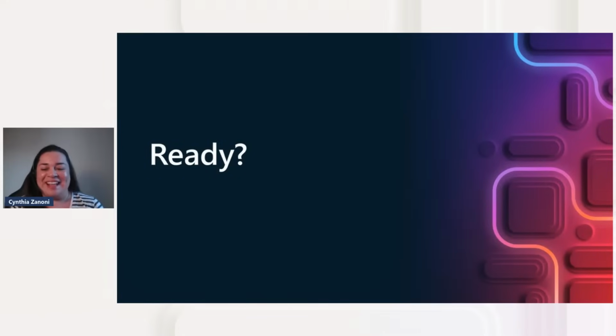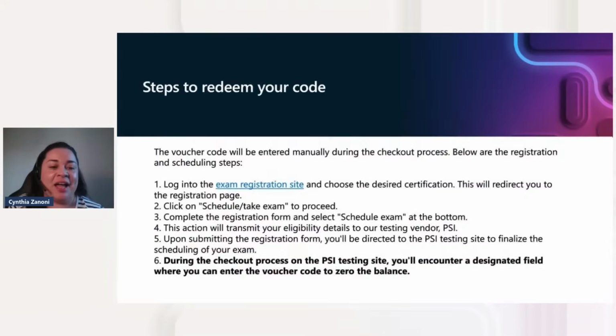Move forward. I think everyone is on fire now waiting for the voucher. One important point: you will start scheduling your certification on the GitHub website, and then you will move to the PSI website to finish the process to buy your certification. At the end of your process, you will see one field where you will be able to apply the voucher we are going to share today.